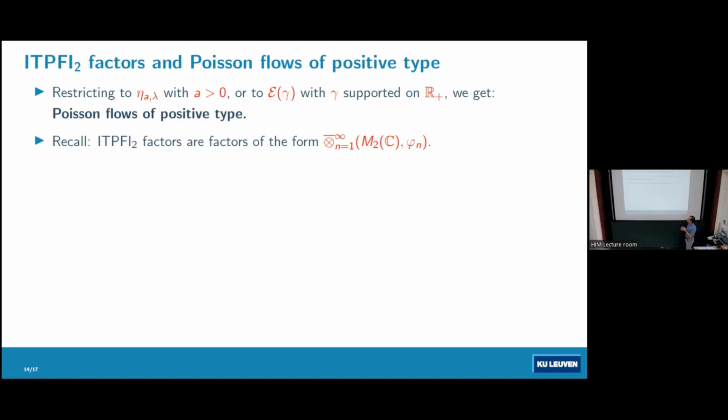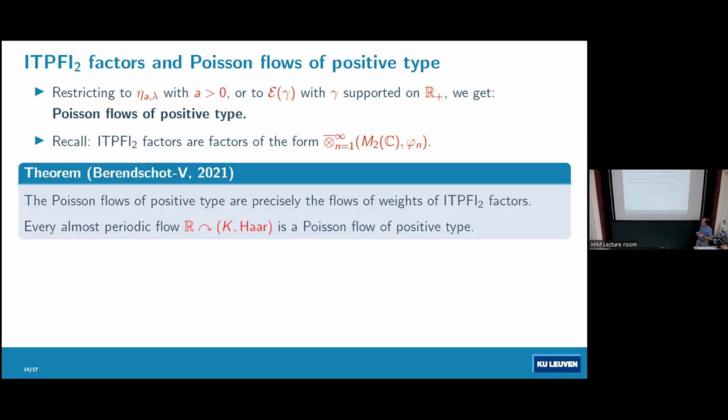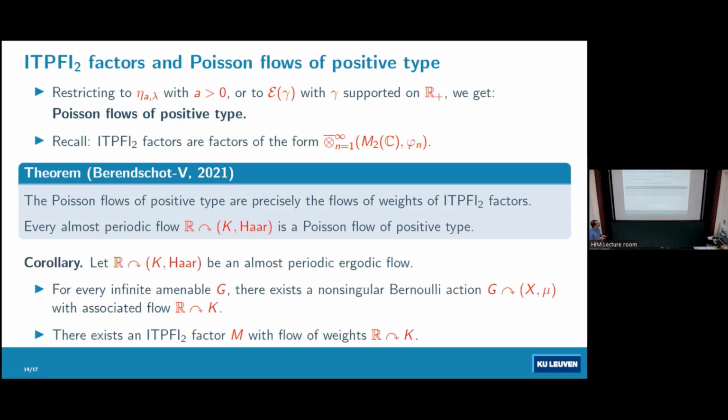And why is this important? Well, here is again the definition of an ITPF1-2, as I said. The point is that the Poisson flows of positive type are precisely those flows that arise as the flow of weights of an ITPF1-2 factor. And what we also proved is that any almost periodic flow is realizable as such a Poisson flow of positive type. And this, for us, was remarkable.